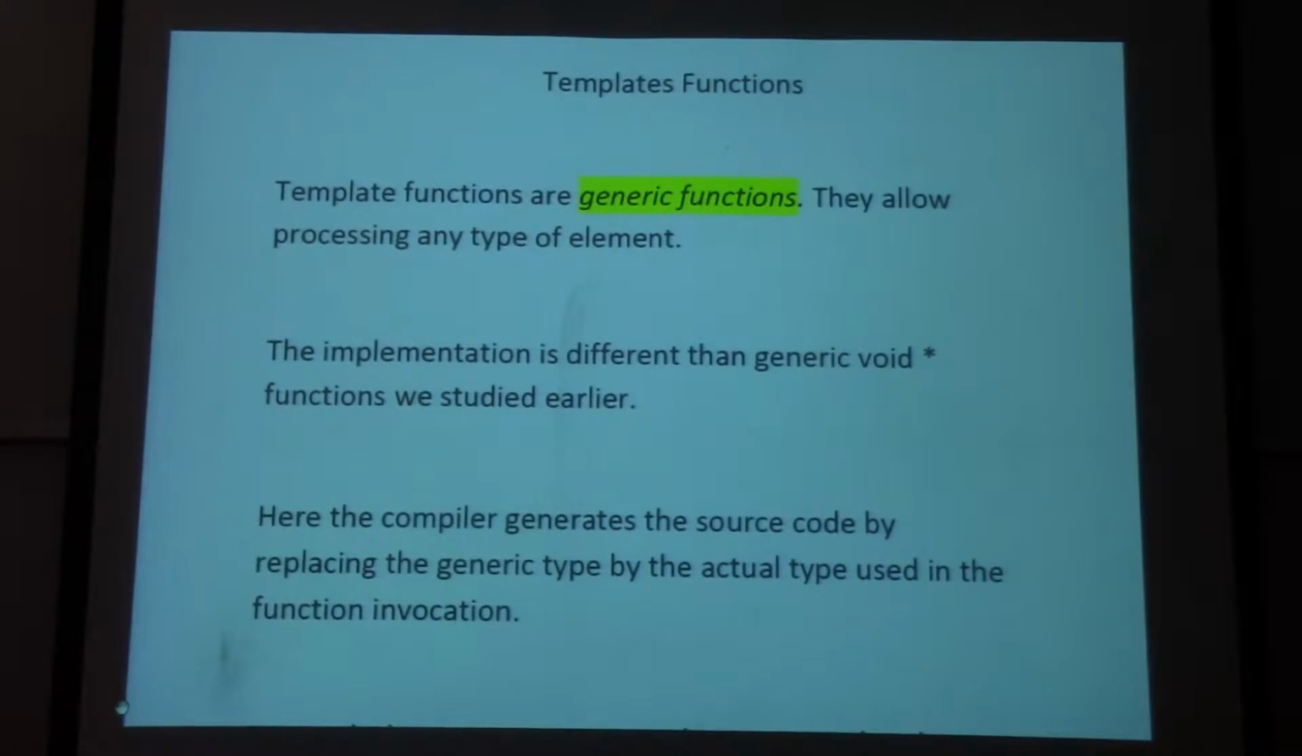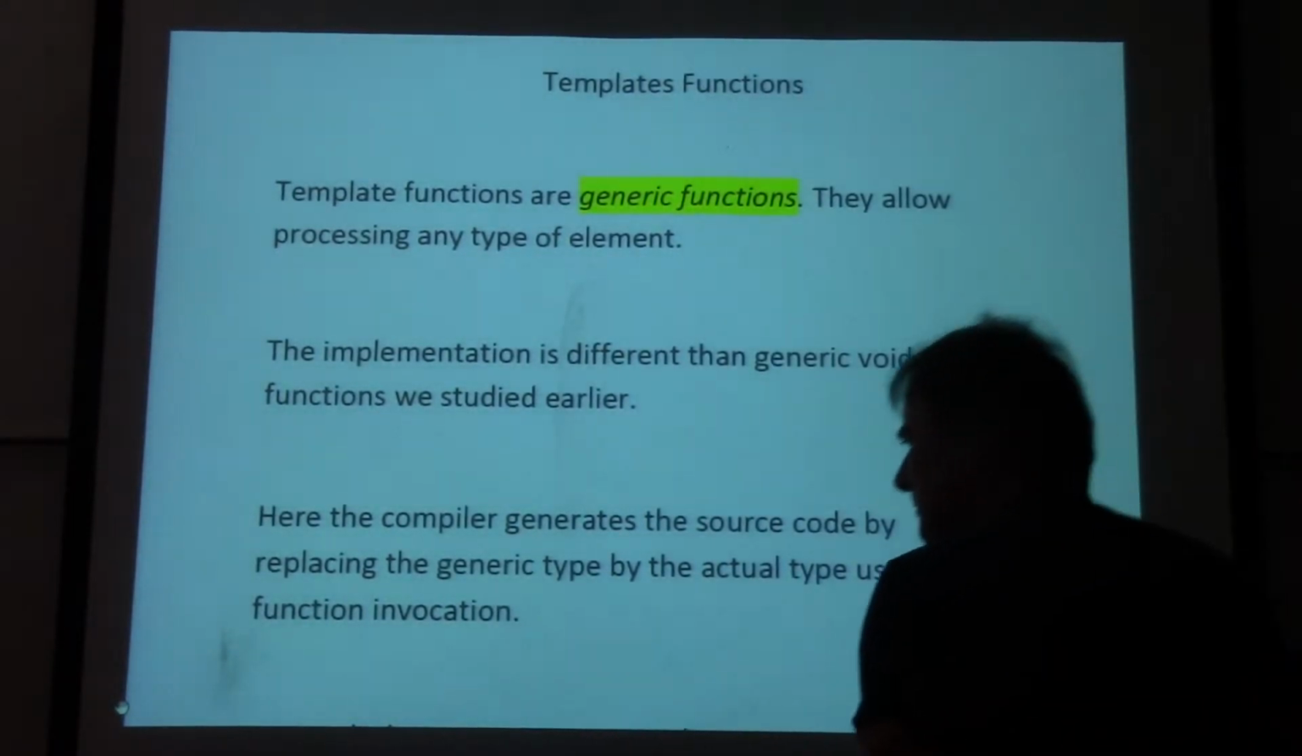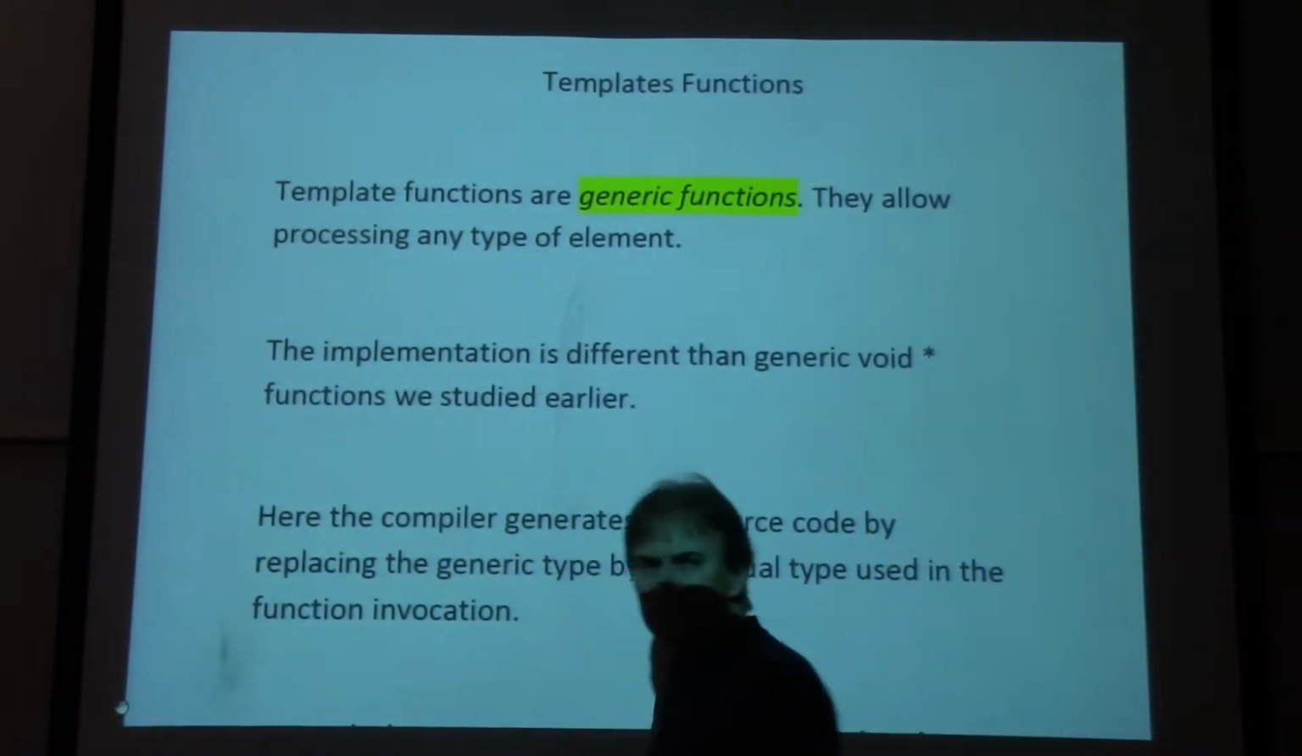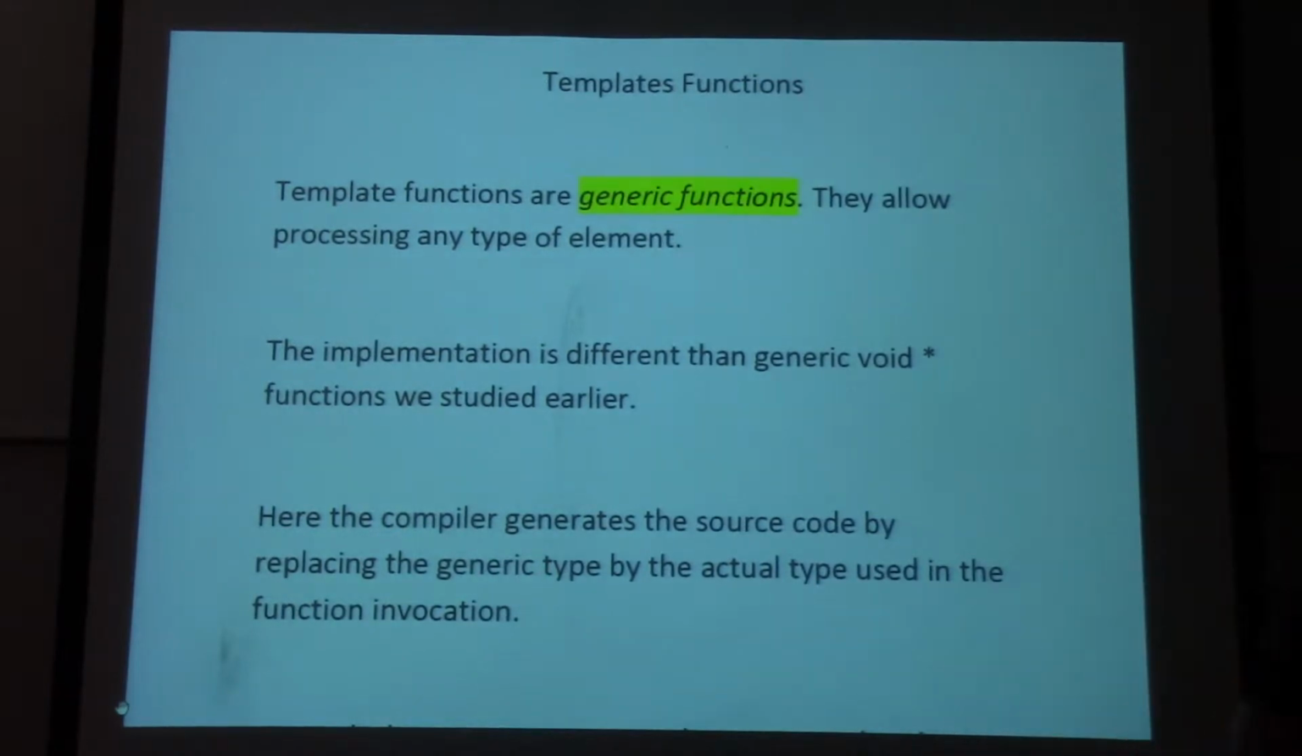Okay, I want to talk about templates, because we were starting to talk about templates last time. Templates basically is a way to create generic code without pointers, without void pointers, because the only way we create generic code is with void pointers. So template functions are generic functions. They allow processing any type of element. What is a generic function? A generic function is a function that takes not only different values for parameters, but takes different parameter types.